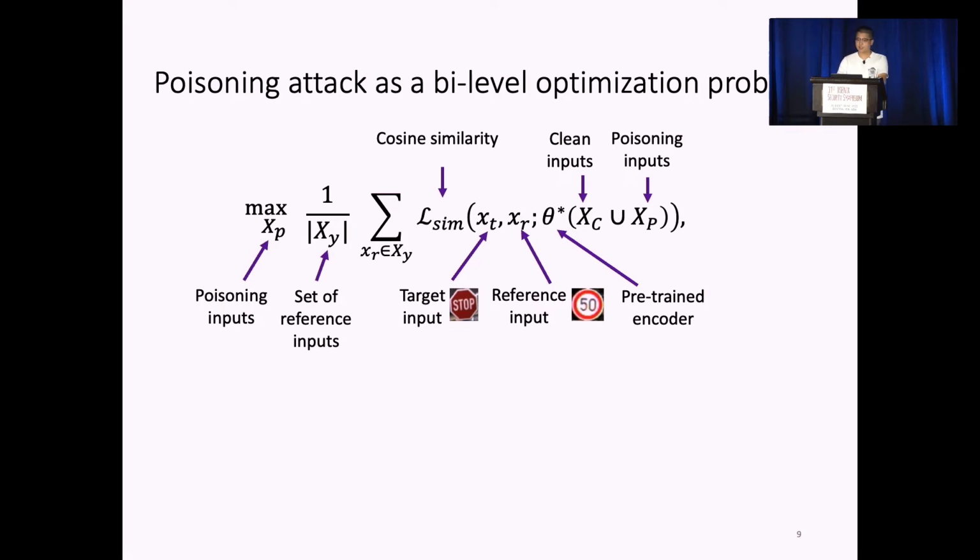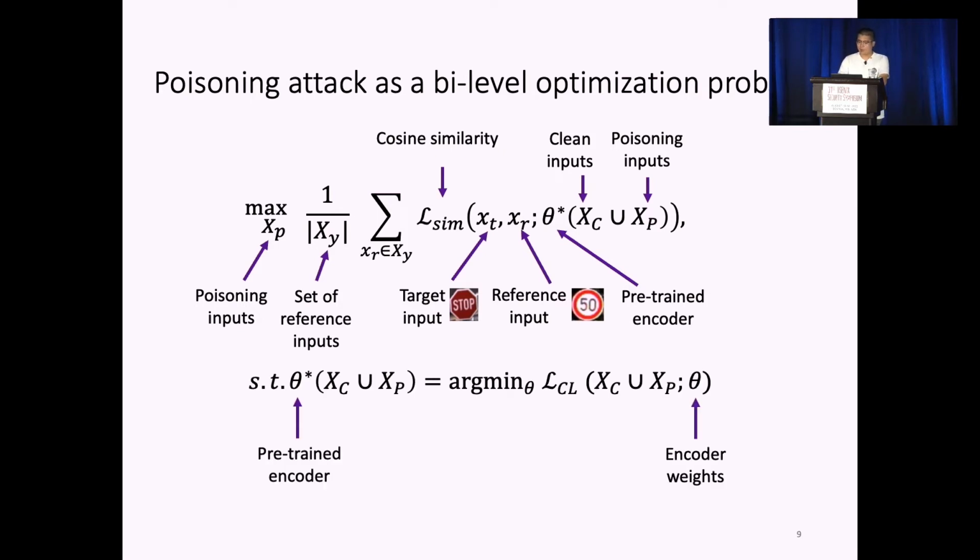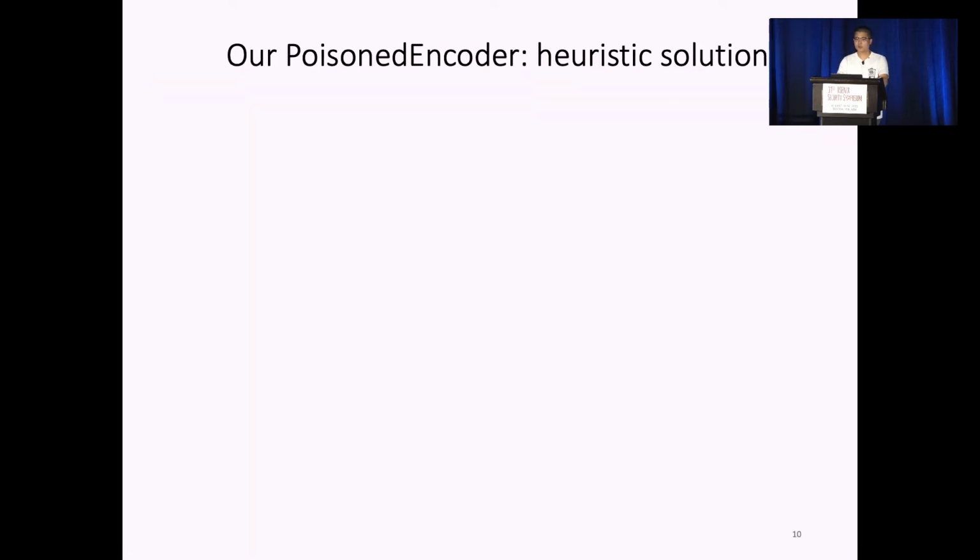We note that the pre-trained encoder theta star already includes another optimization problem that optimizes the encoder's weight theta by minimizing the contrastive loss. We call the first optimization problem and the second optimization problem the outer and inner optimization problem, respectively. It is well known and challenging to solve this bilevel optimization problem by using stochastic gradient descent, because for every step of optimization for the outer optimization problem, we need to pre-train a whole encoder to solve the inner optimization problem. So we resort to heuristic solutions.